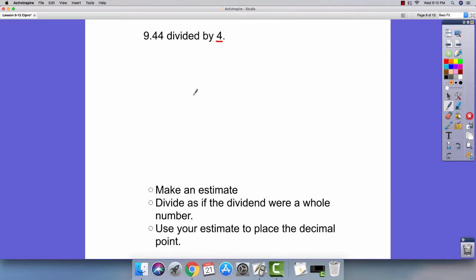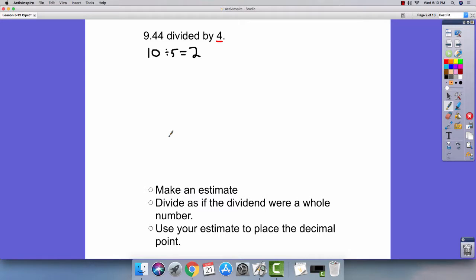steps. First, I can make an estimate. Well, I know 9 and 44 hundredths, that's close to 10. And I want my estimate to be easy, so I'm going to change my divisor to 5 because that's close. So 10 divided by 5 is 2. So my answer should be in the ballpark of 2. And this estimate is very important because it's going to help us place our decimal.